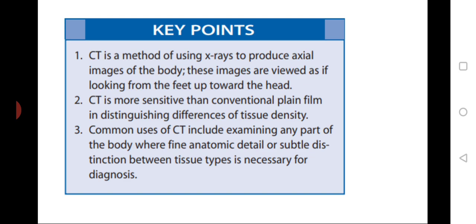Common uses of CT include examining any part of the body where the fine anatomic detail or subtle distinction between tissue types is necessary for diagnosis. So generally, when you perform the CT scan on the patient, you would see more. From the amount of information that you can get through the CT scan, it's always better than the RTG. So, why use RTG at all?